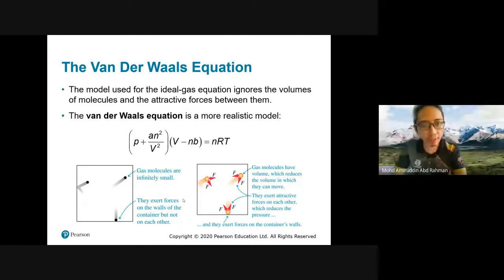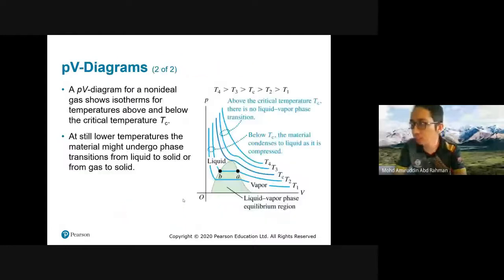The van der Waals equation is also related to the ideal gas equation. Initially we have PV in the gas equation, but here we need to add a n squared over V squared to the pressure, and V we minus with n b, and that equals nRT. So that's the van der Waals equation.